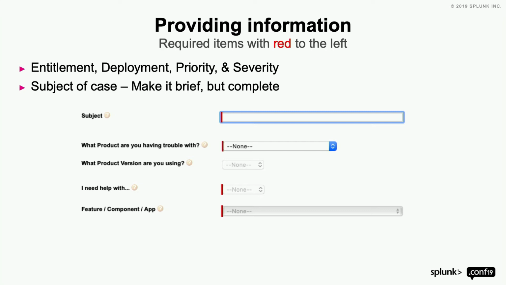Now, by that I mean you don't want to say having trouble with indexers, right? You want to say indexers are blocked and data isn't coming through. Or cluster master is no longer talking to indexers. Or the deployer can no longer push cluster bundles out to the search heads. Make it be descriptive.